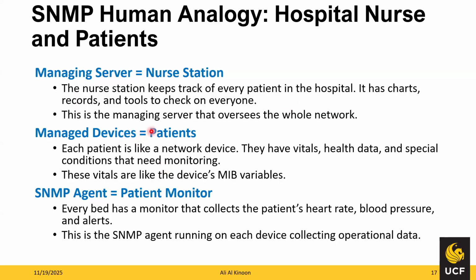The devices with the agents, you can consider those as the patients. Every patient is like a network device. They have vitals, health data, and special conditions that need monitoring, and these vitals are like the device MIB variables. Then we have the SNMP agent, which is the patient monitor, where every bed has a monitor that collects heart rate, blood pressure, and alerts. This is the actual agent running on the device that collects the operational data.